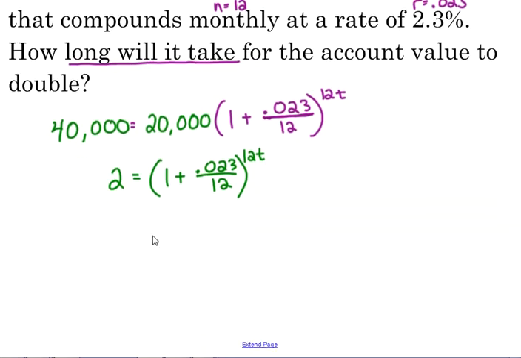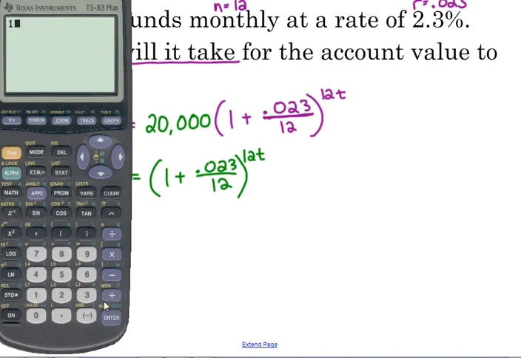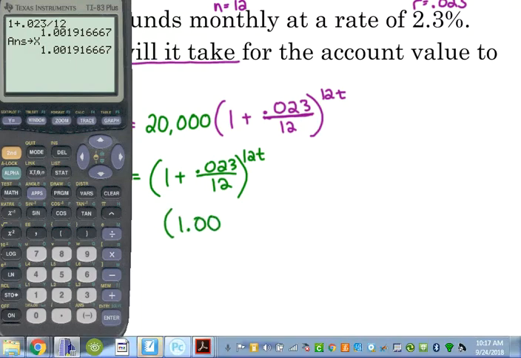I usually don't do this. I usually leave this in this form, but since my variable's in the exponent, I'm going to go ahead and get that value. I'm going to do 1 plus 0.023 over 12. And since it's a kind of nasty decimal number, I'm going to store that as x. Remember I showed you how to store values? Because I'm going to have to type that into my calculator in a minute. I do not want to round this off. Because exponential functions are so sensitive, you do not want to round that off, so that's why I'm storing it as x. I am going to round it off to write it on my problem, but I'm going to keep it stored as x in my calculator.